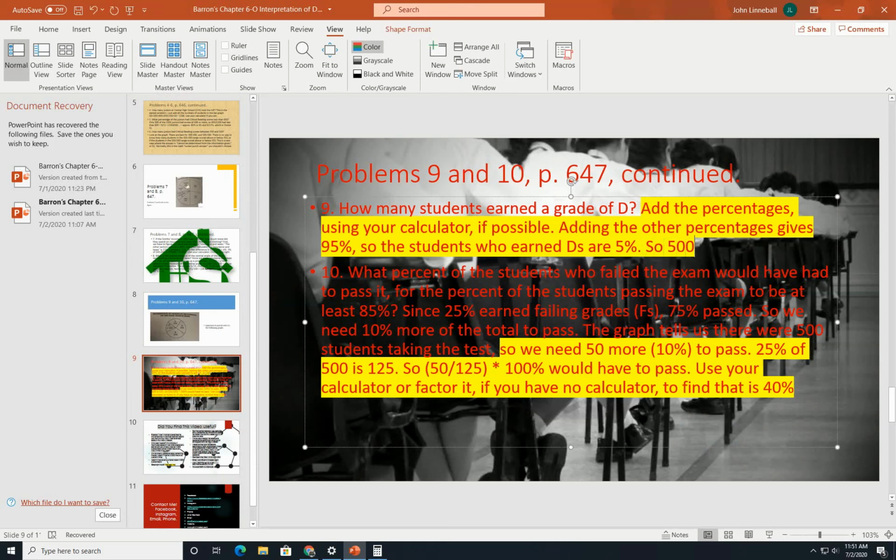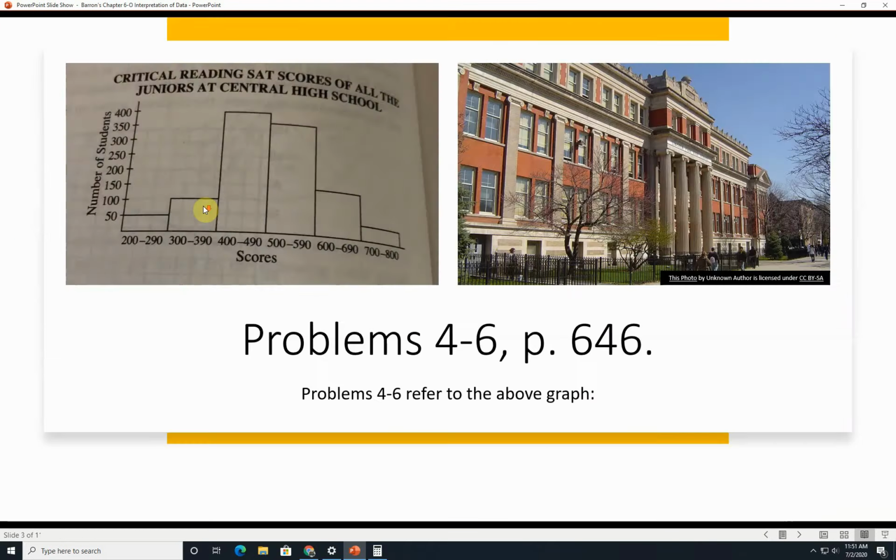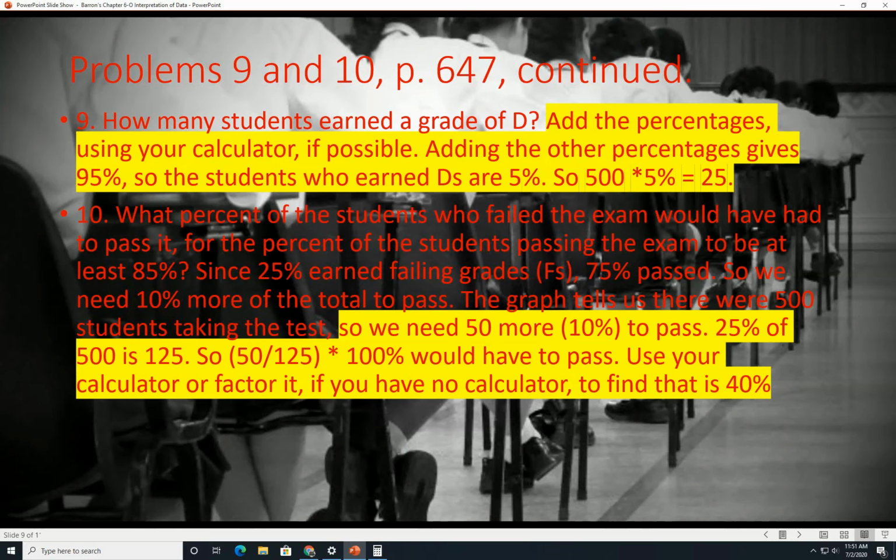So 500 times 5% equals 25. All right. And then we'll go back to the reading view here. All right. So 500 times 5% is equal to 25. And what percent of the students who failed the exam would have had to pass it for the percentage of the students passing the exam to be at least 85%? All right, so we know 25% earned failing grades.